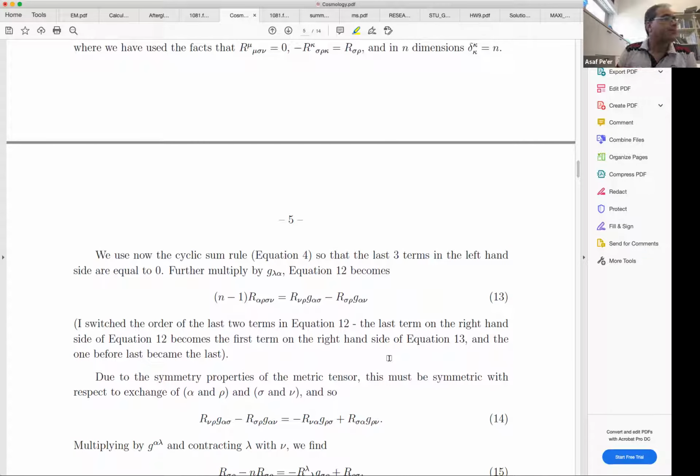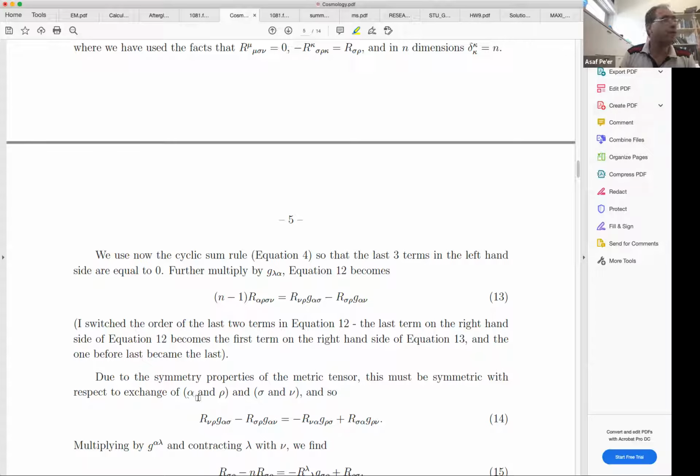Okay. Now I use the symmetry. Actually, this is wrong here, so forget about it. I use the symmetry between alpha and rho. So when I switch alpha and rho, I get a minus sign. So I have R nu rho g alpha sigma minus R sigma rho g alpha nu. This part here is just written here. And then when I switch the orders, I should get the minus sign. When I switch the order of alpha and rho, forget now about the sigma and mu.